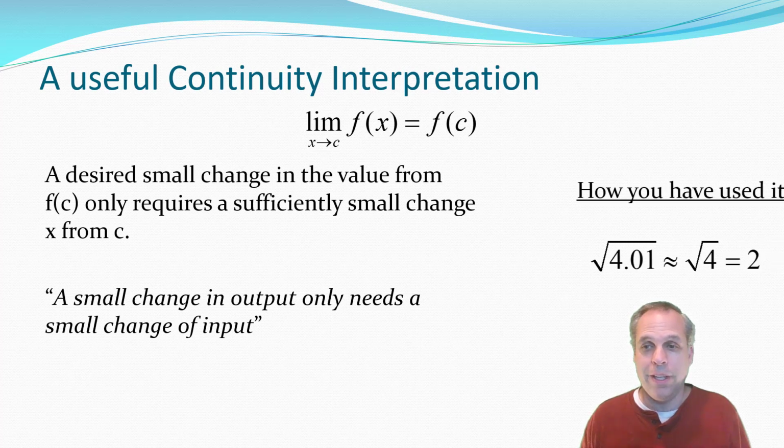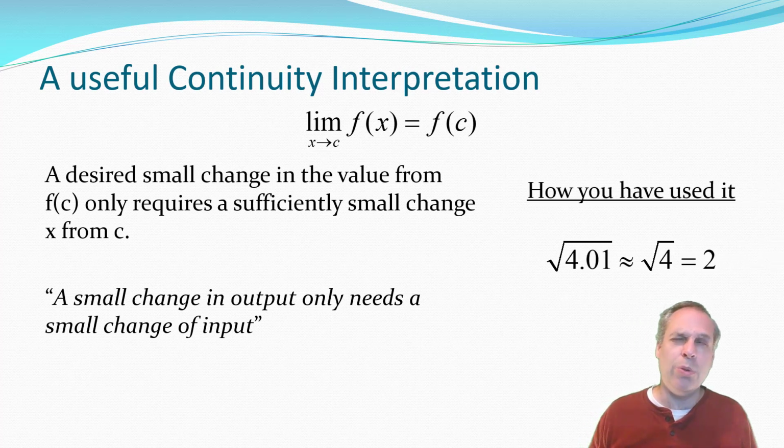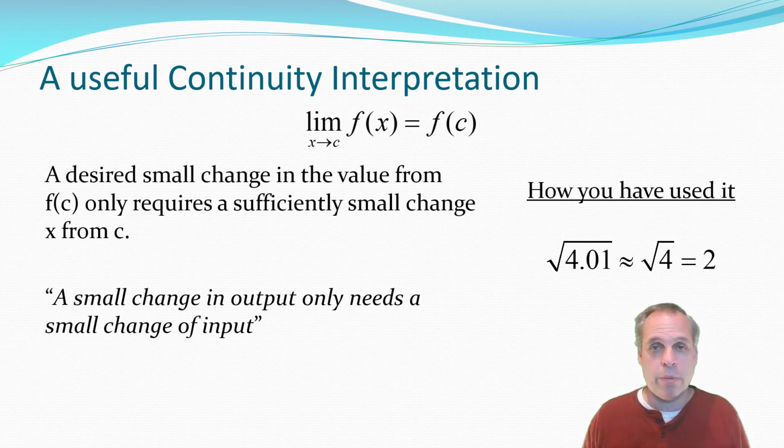For example, I want to know what's the square root of 4.01. Well, everyone says that's about the square root of 4. That's 2. So it's about 2. What you did is you took the square root function, the square root of x, and you know it's continuous at 4.01. So you just changed the input a little bit from 4.01 to 4, and you assume that the output shouldn't change that much.